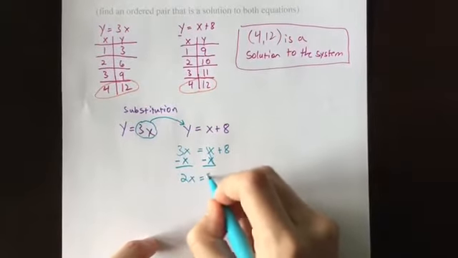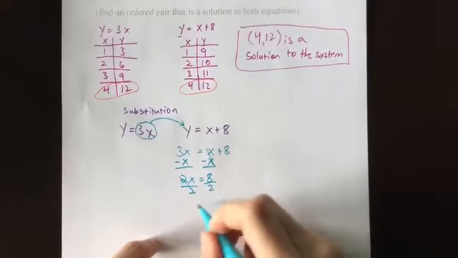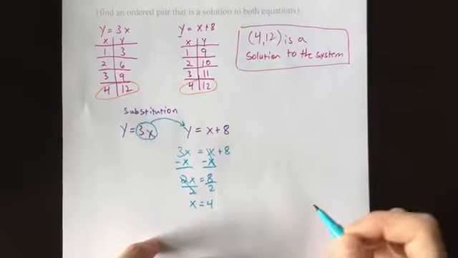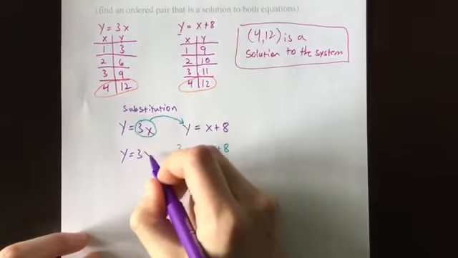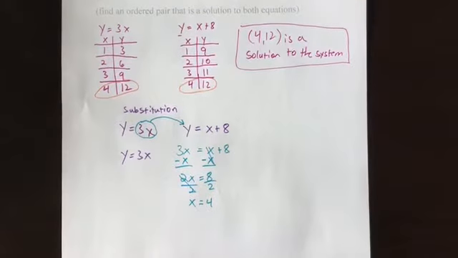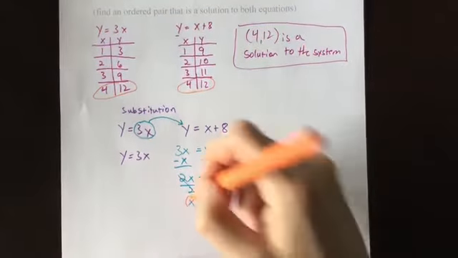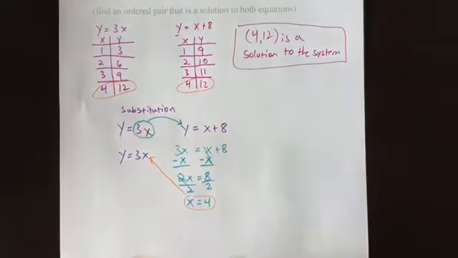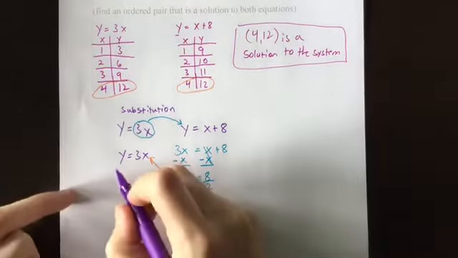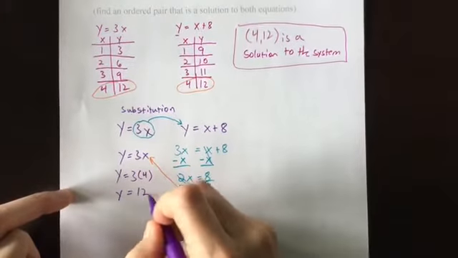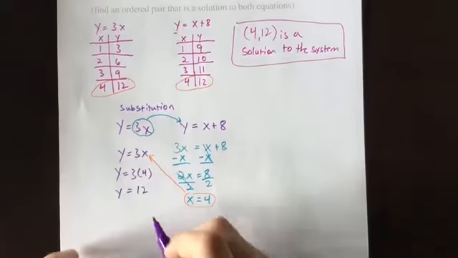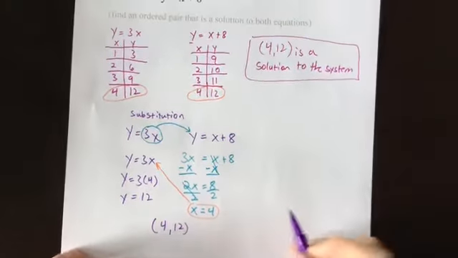So we get 2x equals 8. Divide both sides by 2. There we go. There's x equals 4. Now the next step, I'm just going to take that x equals 4 and substitute it back into one of my equations. I'm going to choose y equals 3x. So x equals 4. I'm just going to substitute that into x here so I can solve for y. So that's going to be y equals 3 times 4. Y equals 12. So now we can see our ordered pair (4, 12).